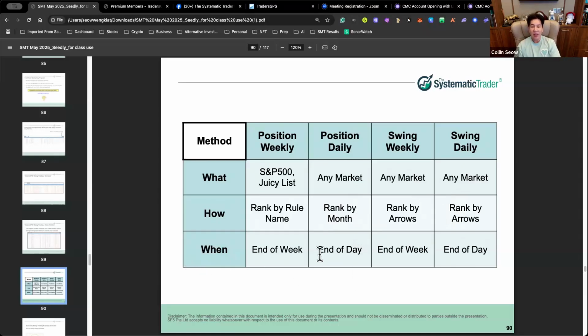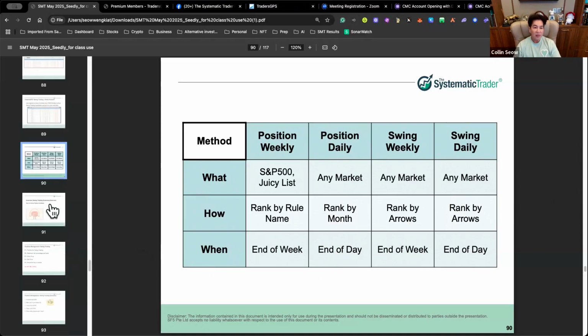When to scan: scan at the end of the week, or the end of the day for daily swing. Swing weekly is the end of the week and swing daily is the end of the day. So anything that is daily, you scan it at the end of the day. Anything that is weekly, scan it by the week. Any question on this summary? That's good if you understand.